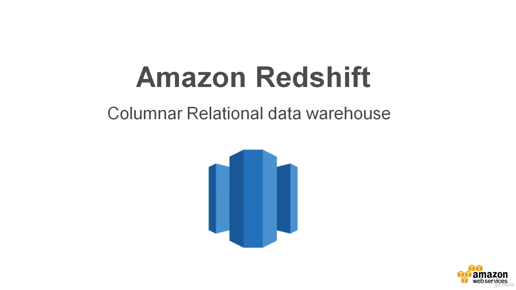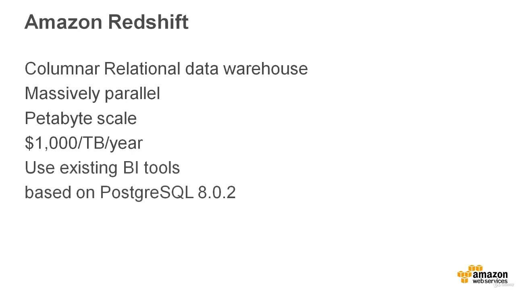So now let us explore what Redshift is. Redshift is a columnar relational data warehouse. It is massively parallel. It can perform parallel processing. The data that can be stored here is of the scale of petabytes. The charges for your storage are up to $1000 per terabyte per year. So it is cheap as compared to other solutions. You can use existing business intelligence tools like Tableau and other tools along with Redshift. It is based on PostgreSQL, so it is relational and you can perform SQL queries and operations.